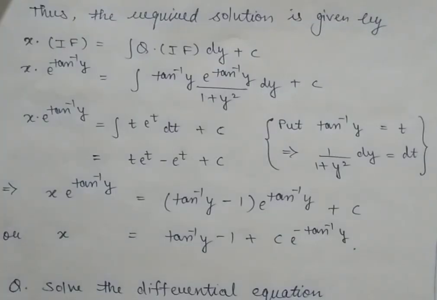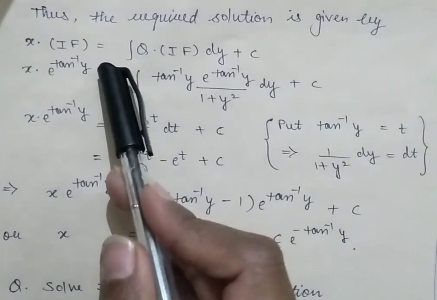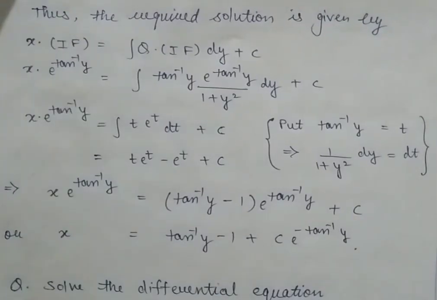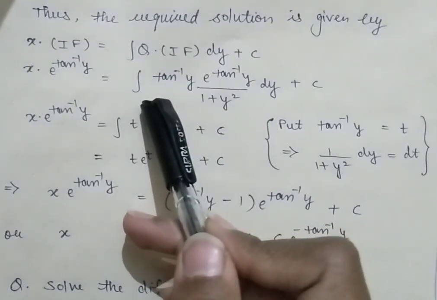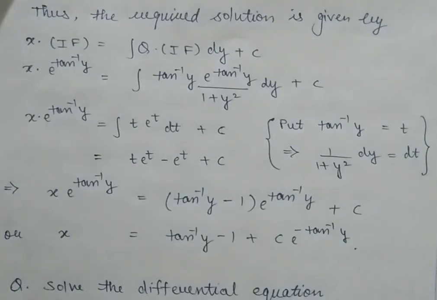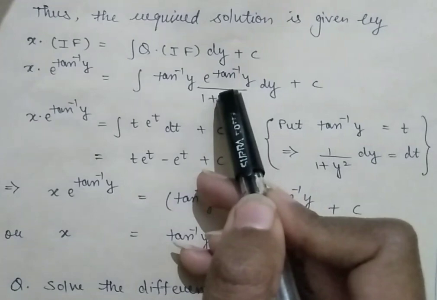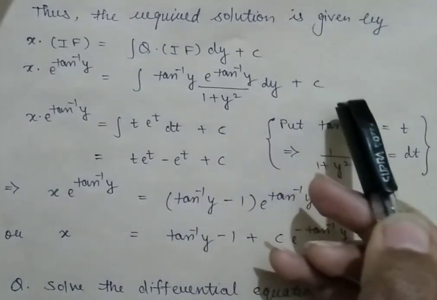Now the solution is given by x into integrating factor equal to integral q into integrating factor dy plus c. x into the integrating factor, which was e raised to the power tan inverse y. So x into e raised to the power tan inverse y equals integral q into integrating factor. q was tan inverse y upon 1 plus y square, and the integrating factor e raised to the power tan inverse y dy plus c.